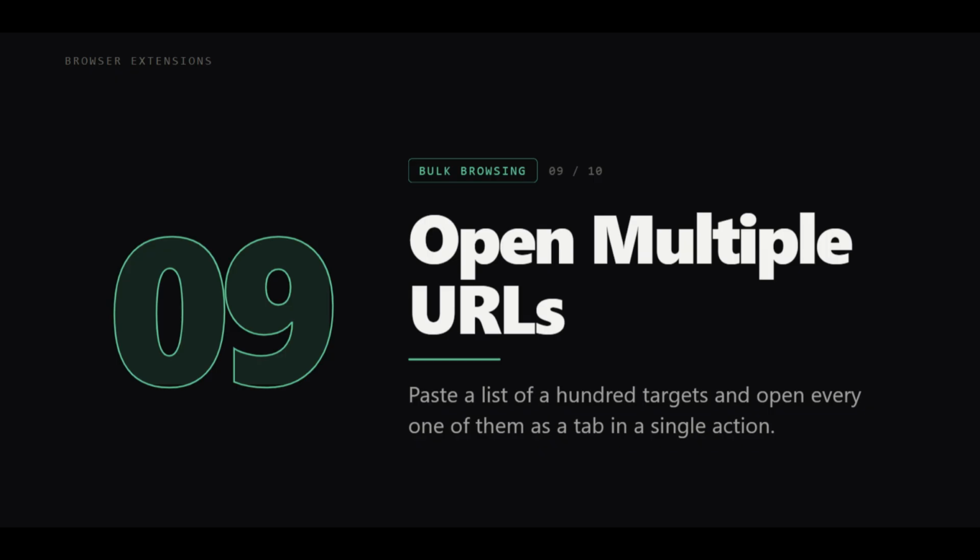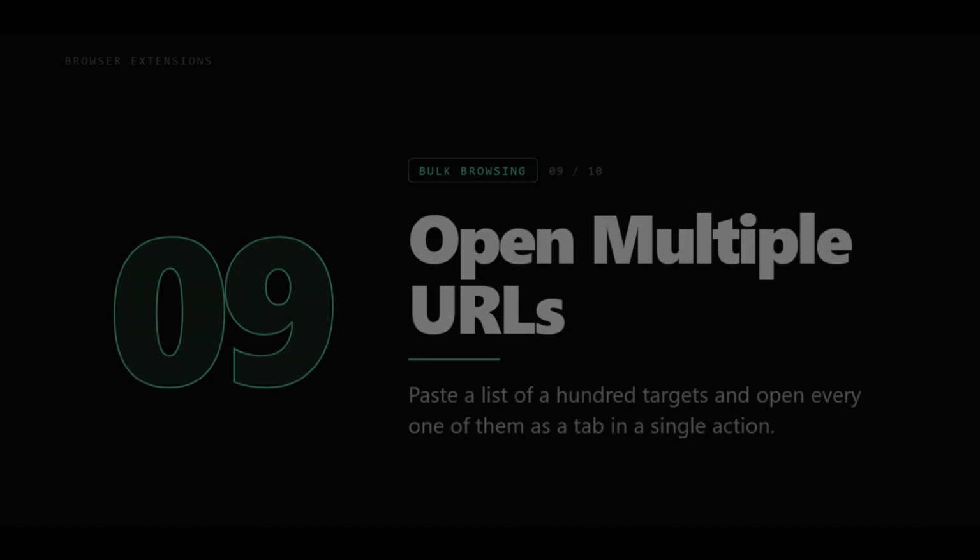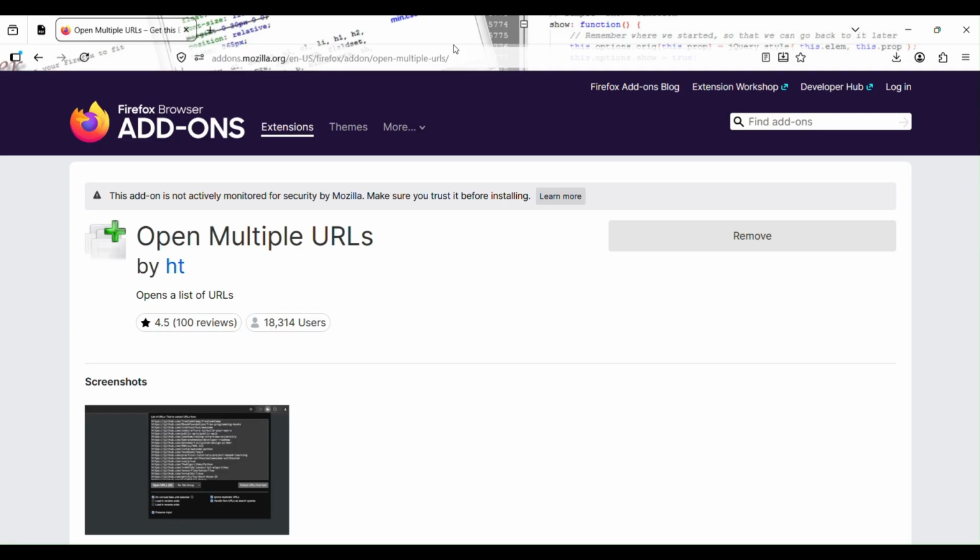As a part of this, I would want to discuss two different extensions here. First is Open Multiple URLs. During reconnaissance, we may collect dozens or even hundreds of endpoints from JavaScript analysis, archived URLs, or content discovery. As a part of VAPT, red teaming, or bug bounty hunting, we might also come across multiple subdomains at once when we are doing reconnaissance.